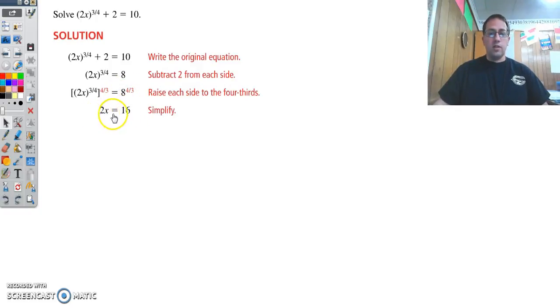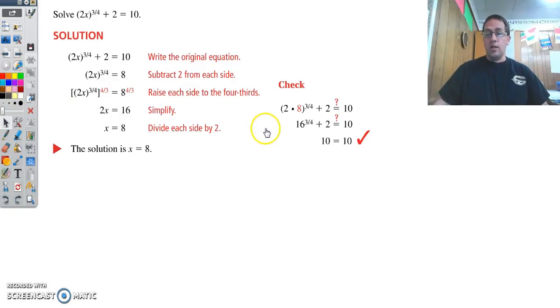So we now have 2x equals 16. Divide by 2, x equals 8. And there it is. Good idea to check it, because sometimes things don't work out very well. And so we have this. Just plug the 8 back in, and we see that, yes, indeed, 10 does equal 10. So it's good. It works.